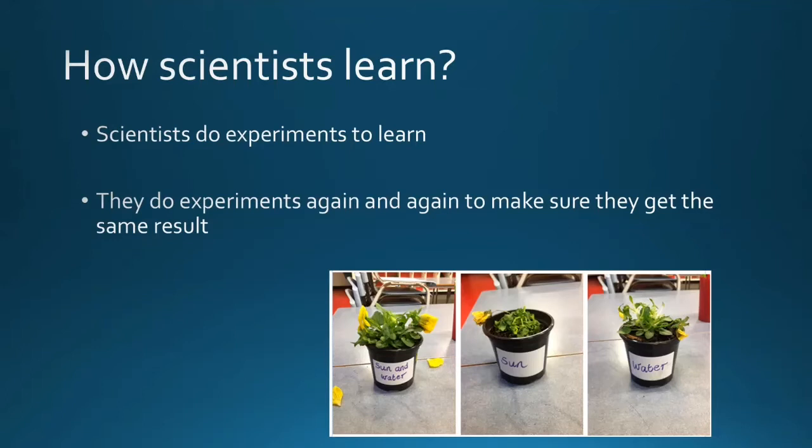Clear? Okay, but when the scientists repeat experiments again and again, here they use sunlight and water. What did they find? They found that the plant here grows well. How do they know? Because here we have many flowers, many green leaves. So they should do experiments again and again. Why? To make sure they get the same result, to make sure that the experiment is correct.